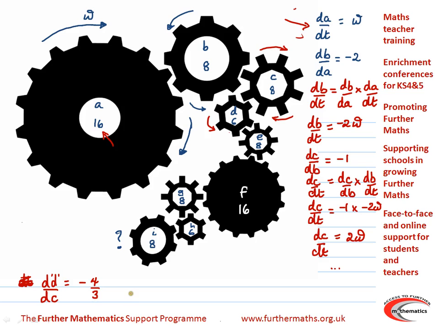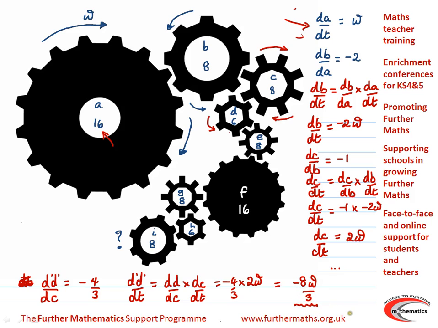So the rate of change of D with respect to C is 4:3. D will make 4 turns to every one of C's, and as we said before, they've got to be in the opposite direction. That means dD/dt is going to be, just using chain rule there, dD/dC times dC/dt, so -4/3, and dC/dt we said was 2 omega. So the rate of turn for D then is going to be minus 8 omega over 3.